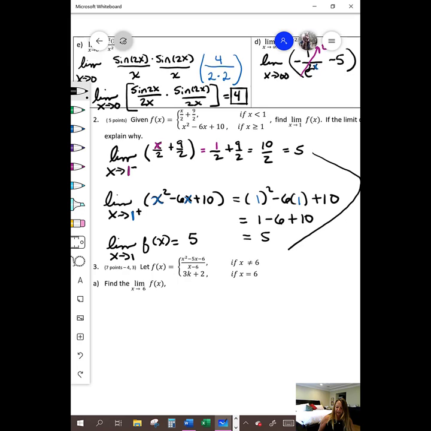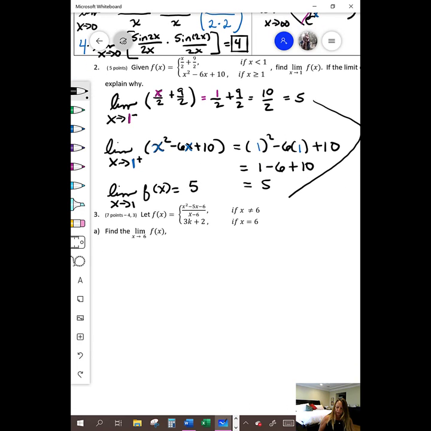So that problem was worth 5 points. Problem 3, we're looking at the limit as x approaches 6 of this function. When x is not 6, we use the first equation, x squared minus 5x minus 6 all over x minus 6. That's the same equation that we would be using on the left and the right. If I plugged in a number close to the left, 5.99999, that would be telling me to use equation 1. If I plug in 6.01, that would be telling me to use equation 1.